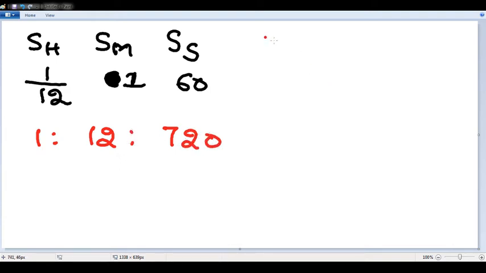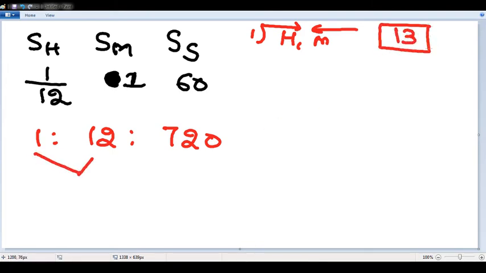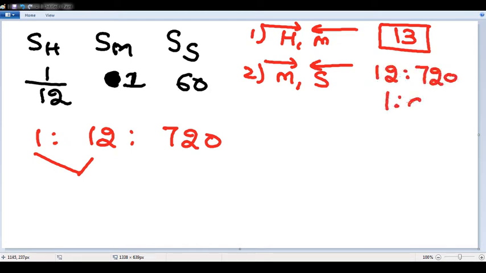Suppose first question: the hour hand and minutes hand are going in the opposite direction. If they go in opposite direction, how many distinct meeting points will be there? 1 plus 12 is 13. Finish. Suppose the minutes hand and seconds hand are moving in the opposite direction. 12 is to 720, they are not in simplest form, so it is 1 is to 60. If they both are moving in the opposite direction, the answer is 61.